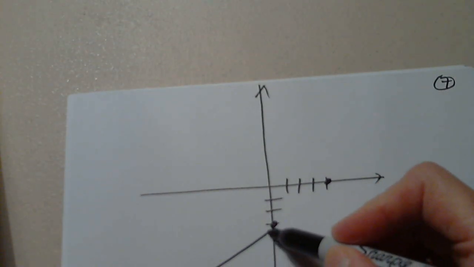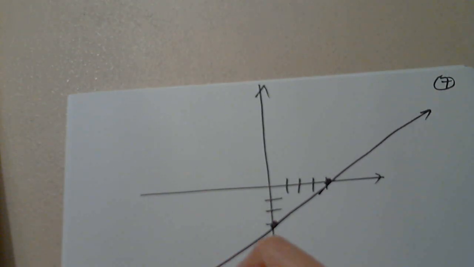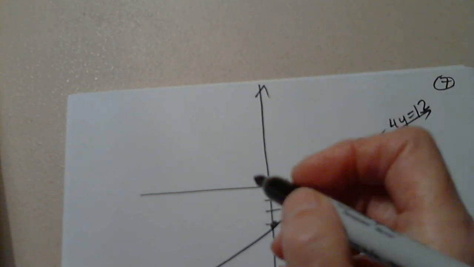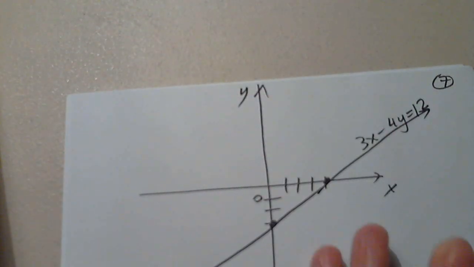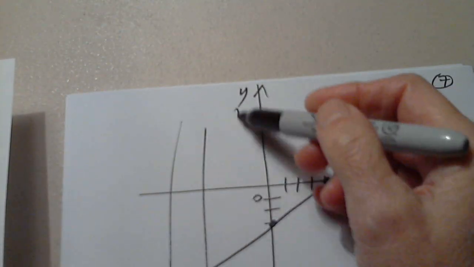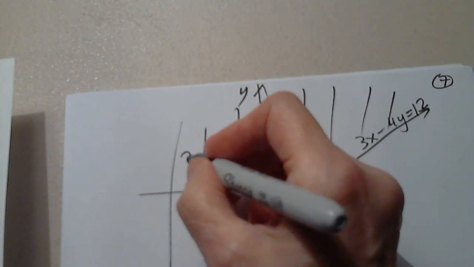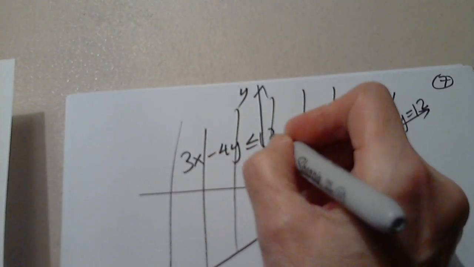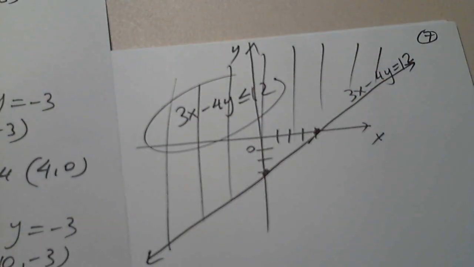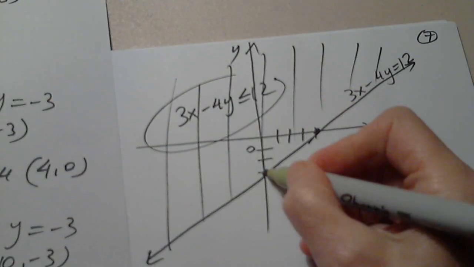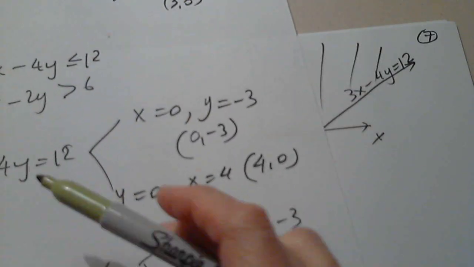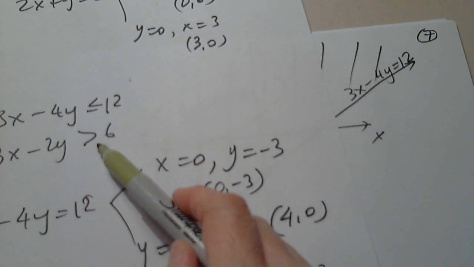I graph the line. I write the equation of the line on it. This is not the inequality. I see that the origin is in the above territory. 0, 0, 0 less than or equal to 12, yes. So 3x minus 4y less than or equal to 12. Now, 0, negative 3 again, and 2 comma 0. Not solid. This was solid, not solid.